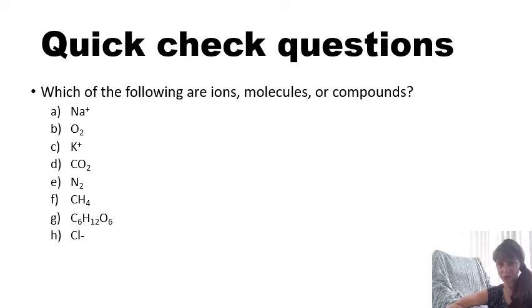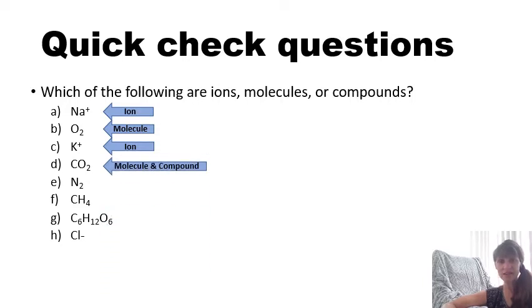Atoms that have a positive charge are referred to as cations. Atoms that have a negative charge are referred to as anions. Let's look at these particular substances and find out what they are. Sodium, with that positive charge, is an ion. Oxygen is a molecule. Notice that it's not a compound because it only has one type of atom. Potassium, with its positive next to it, is an ion.